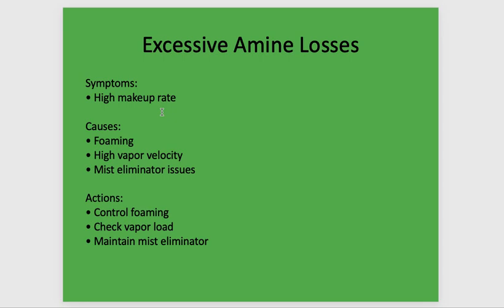There are many causes that can lead to this excessive amine loss, like PSV passing, like adding more water to the system, like a knockout drum removing a huge amount of amine, like a carryover with the acid gas itself from the system. All this causes foaming, high vapor velocity, and mist eliminator issues, as he mentioned in the slide.